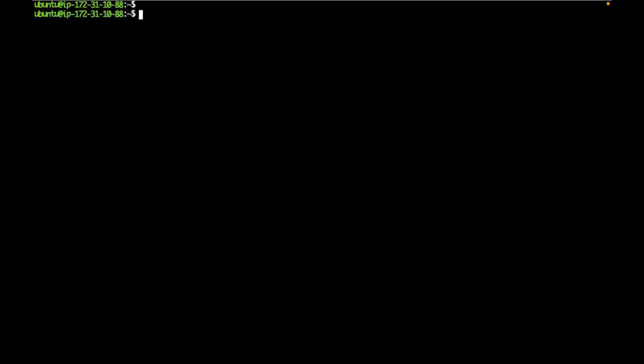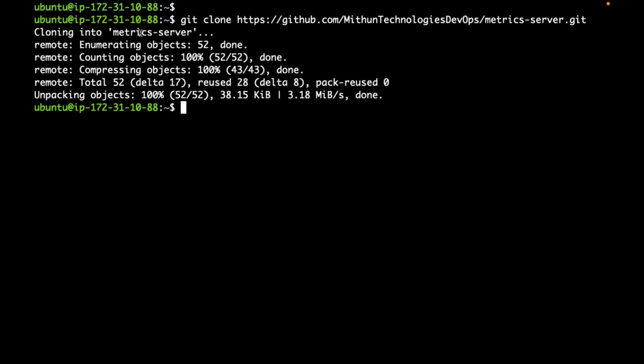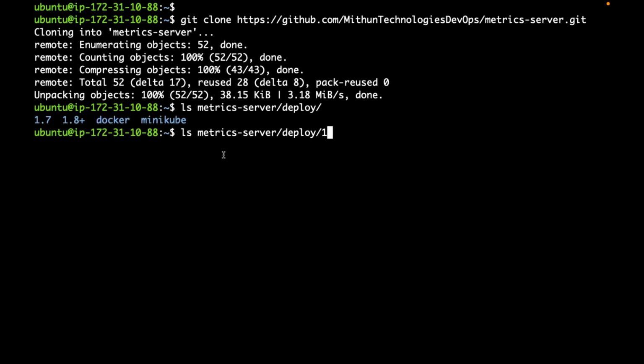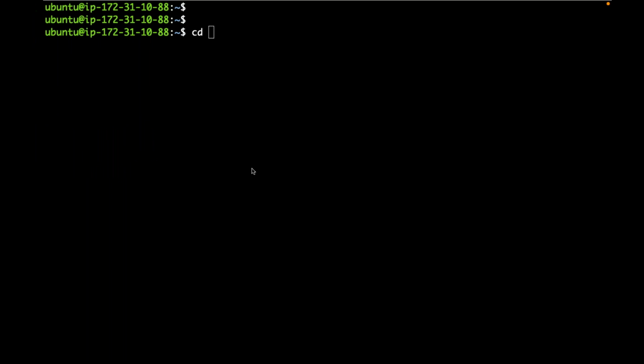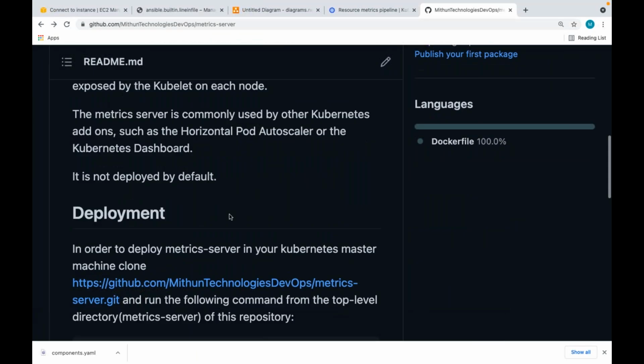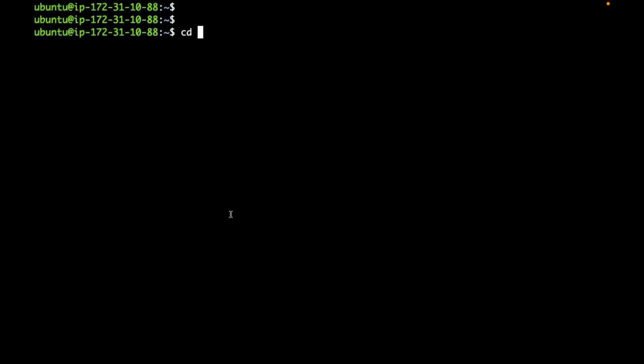Now here, let me clone that folder. Basically that folder has all those files: deployment for your metric server, service account for your metric server, all those files. So I have cloned that one. Now let me go inside that metric server folder. Let me cd to that metric server folder.